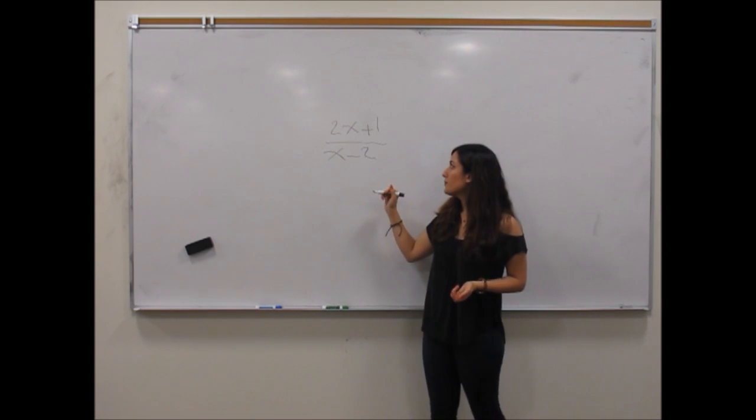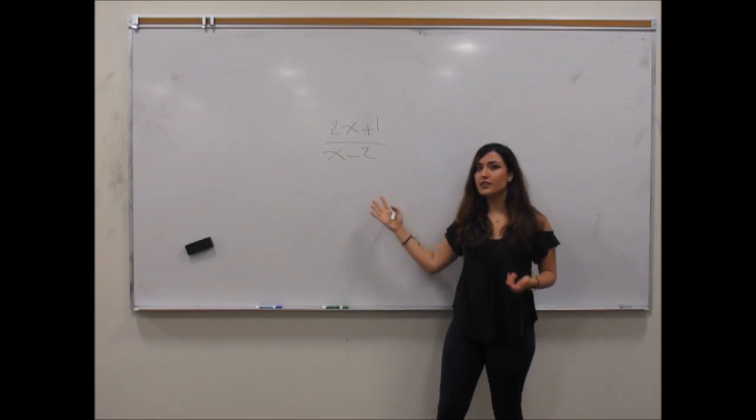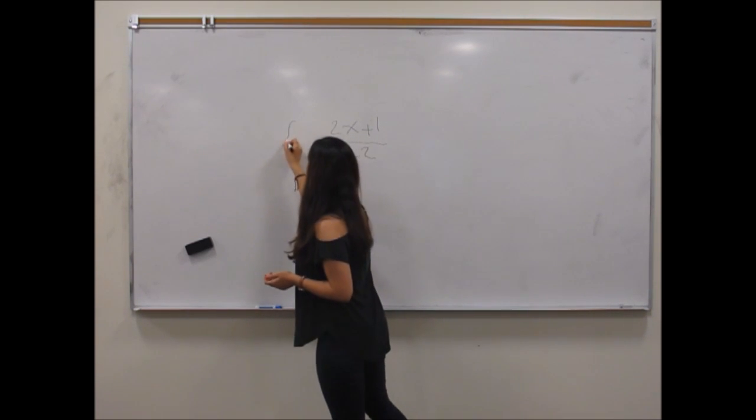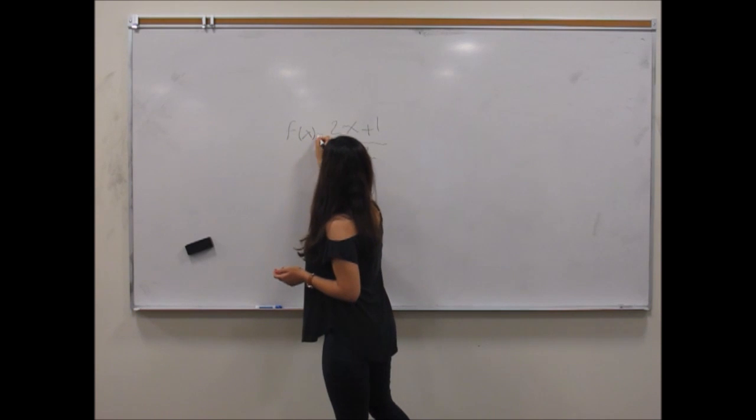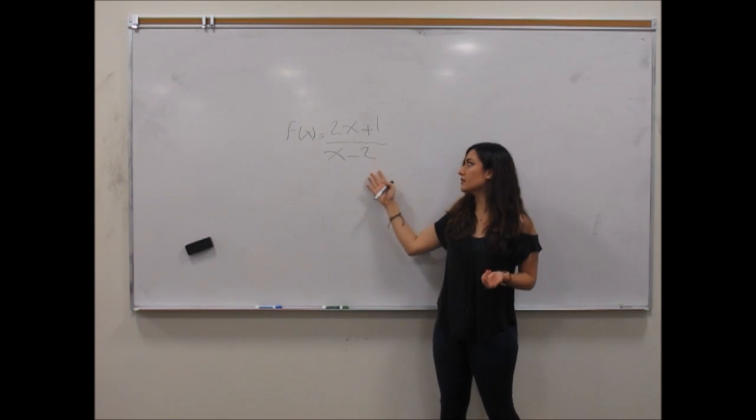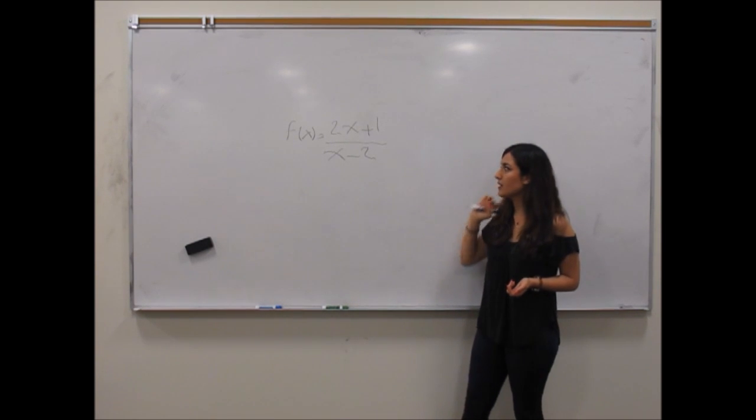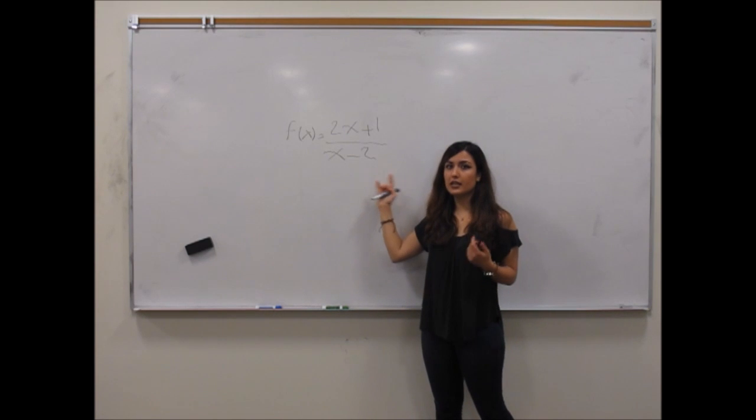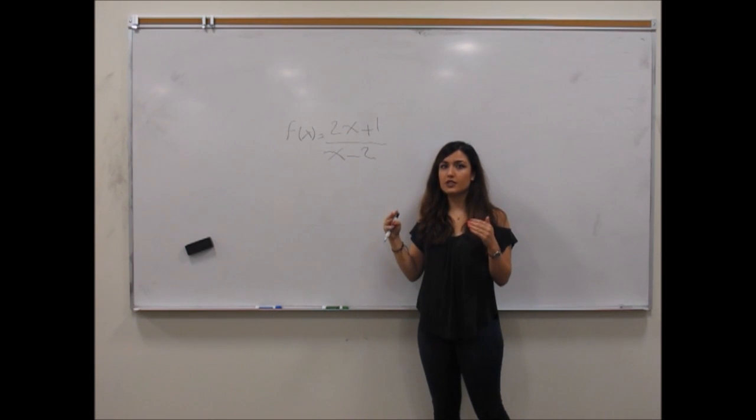So one thing about them is that as a function, they might not be defined for all of the x values. So for example, if I write it as a function f of x equal to 2x plus 1 over x minus 2, this is a function, and it's not defined for all of the x values because in a fraction, the denominator cannot be 0 because division by 0 is undefined.